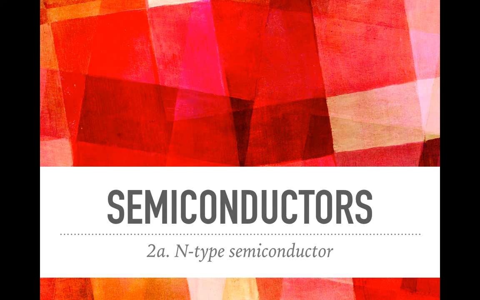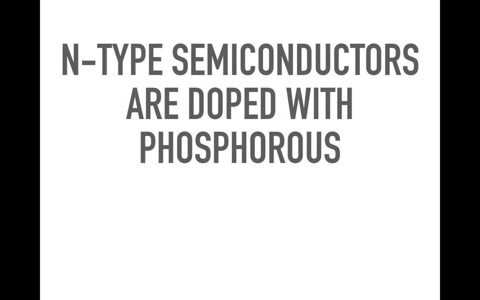Okay, so let's start with the n-type. Remember, n-type has more electrons, or plenty of electrons available for conduction. So they're doped with phosphorus. You need to remember this. Phosphorus is an atom that has 5 electrons in its outer shell. As a result, when it bonds with the silicon, there's 1 electron left over, and that electron left over is available for conduction.